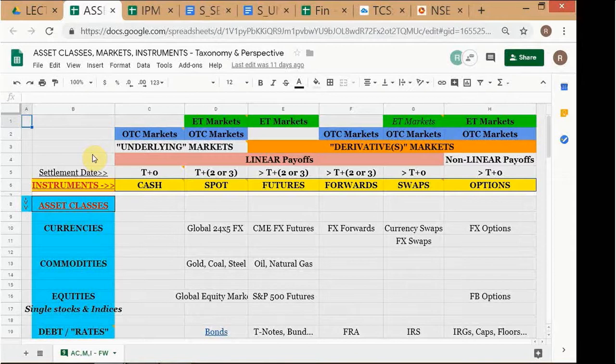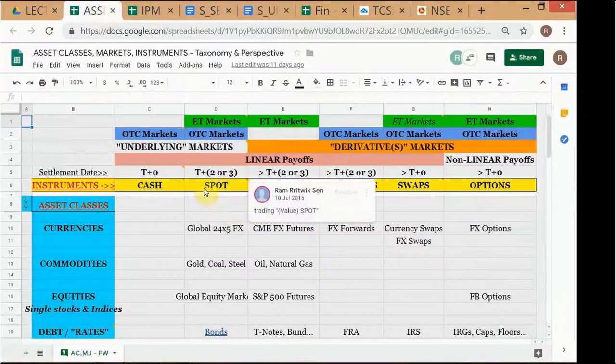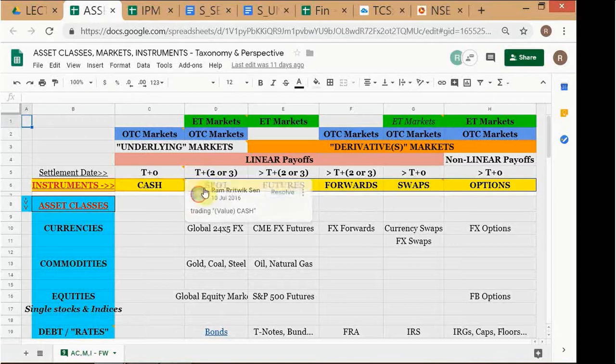So one of the ways we distinguish between these is by looking at the transaction date versus the settlement date. Strictly speaking, somebody pointed out at the end of the previous class that there should be a column between cash and spot, and that column should be called TOM, for tomorrow. If you go to a foreign exchange trading room and somebody says SBI calling for Tom dollars, it means he wants to transact in dollars, but for value Tom.